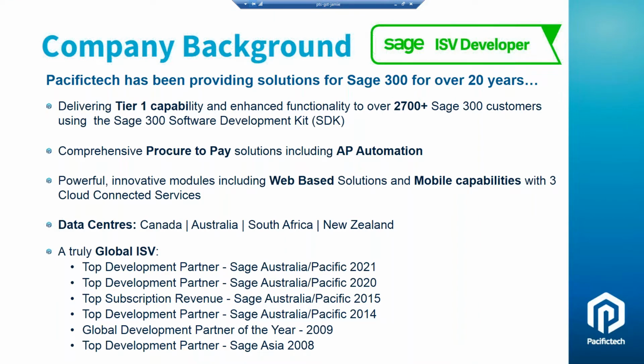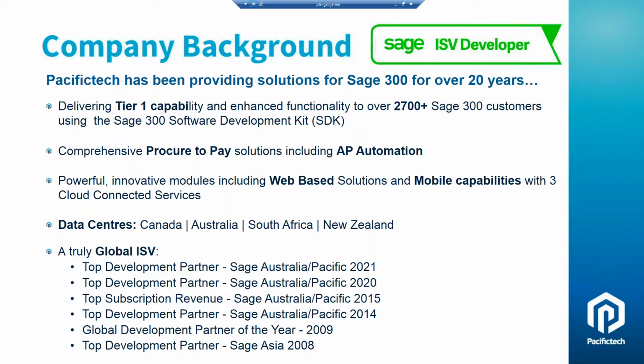So a little bit about Pacifictech. We've been providing solutions for Sage 300 for over 20 years. We've been working through this ecosystem with Sage since when it was ACPAC right through to Sage 300, so we're certainly not new. Delivering Tier 1 capability and enhanced functionality to over 2,700 Sage 300 customers around the globe. We do this using the Sage 300 Software Development Kit, otherwise known as their SDK.